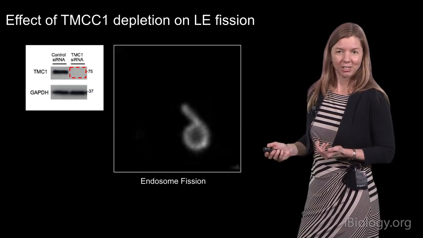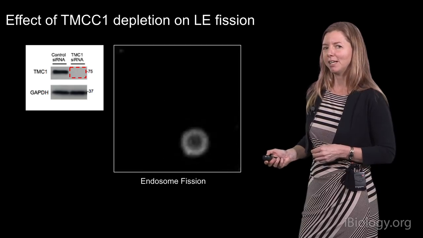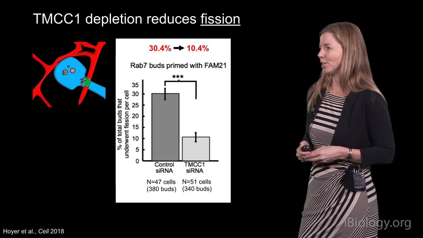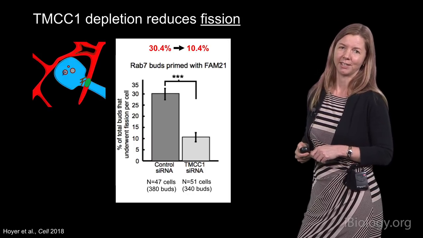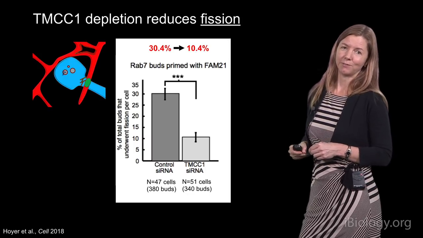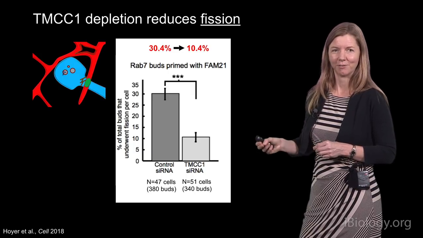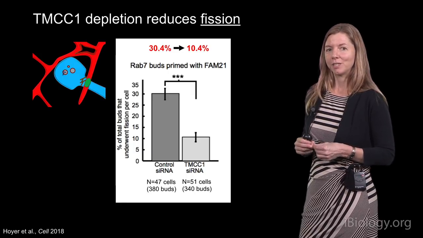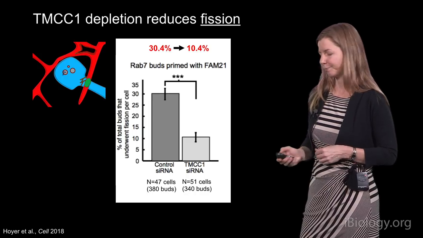So what's the efficiency without this TMCC1 protein? And what we find is that without the protein, we dramatically reduce, by threefold, the efficiency of endosome bud fission. And we specifically reduce the efficiency at sites that are labeled by the complex we use to identify the machinery that are specifically sorting cargo from the endosome bud to the Golgi.